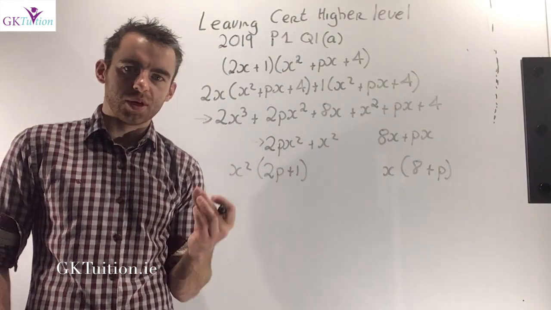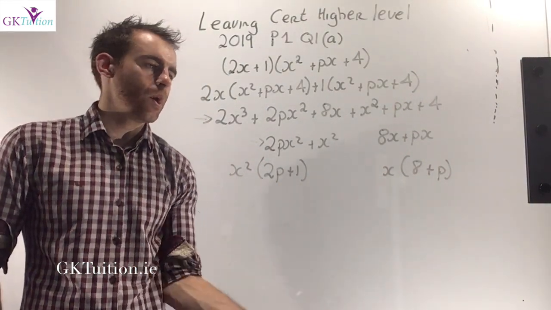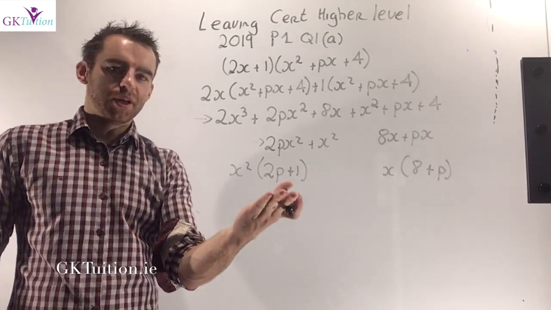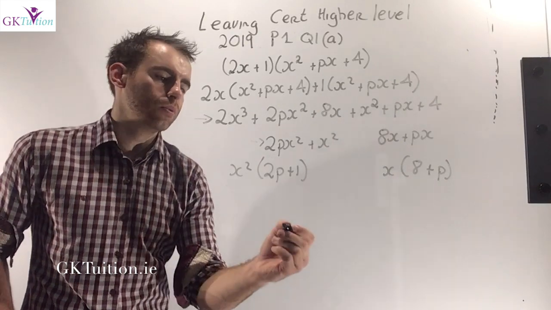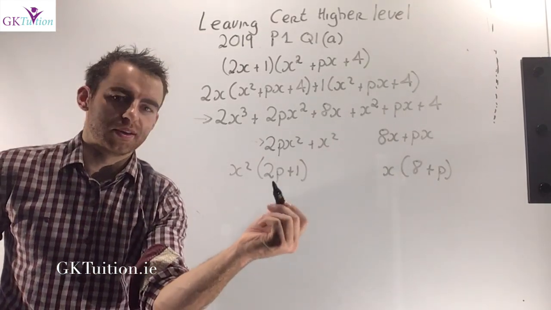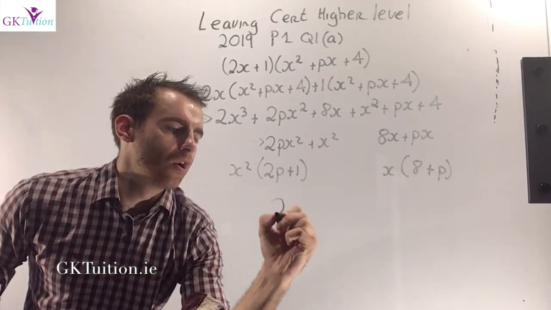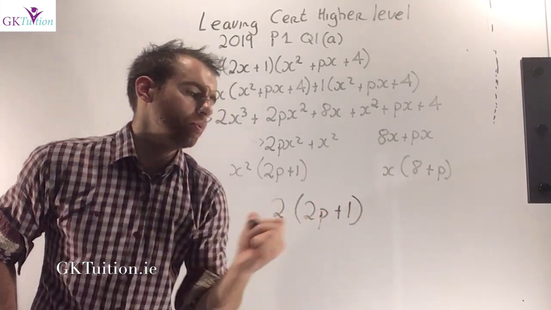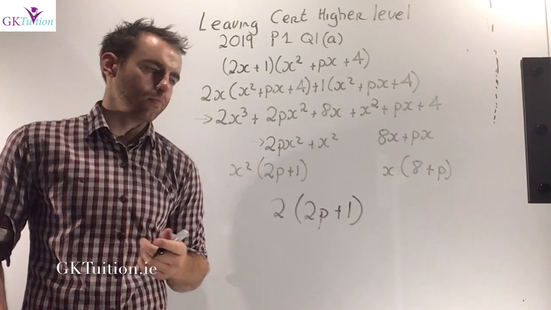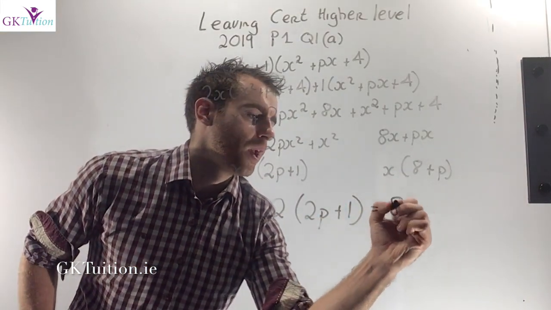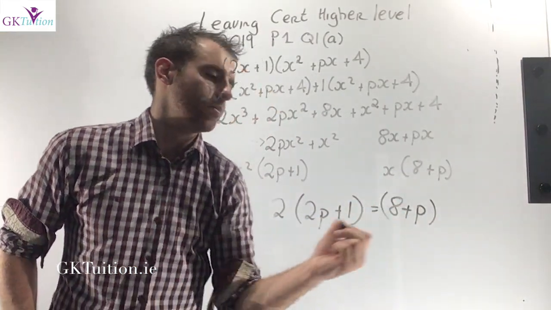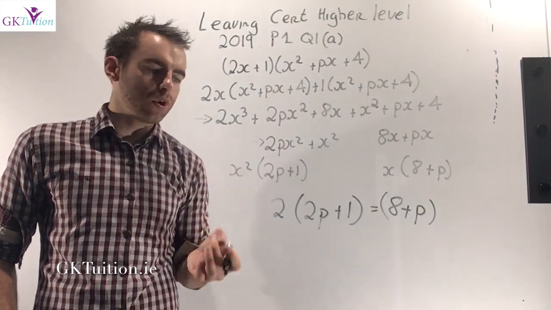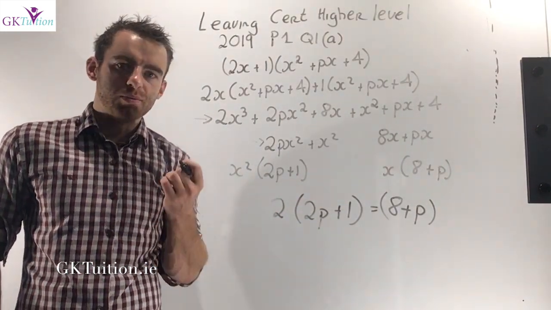So now we need to come up with an equation to find the value of p. So the easiest way to do that, clearly if this number is twice as big as that and I want to get them equal to each other, I just need to multiply this one by 2. If I take the coefficient of x squared and I multiply it by 2, I could just write that as 2 times 2p plus 1. And that will be equal to 8 plus p. So now I know that these are equal to each other.